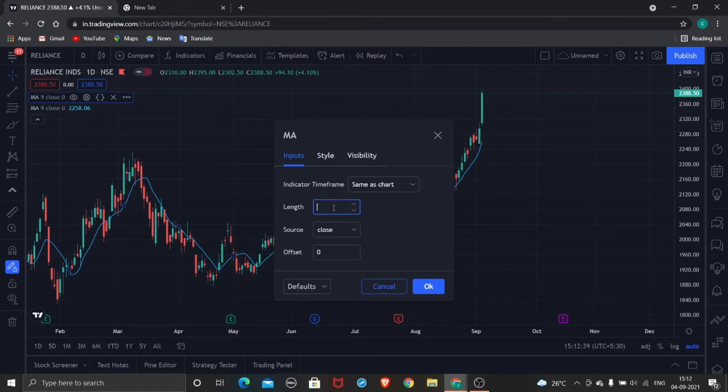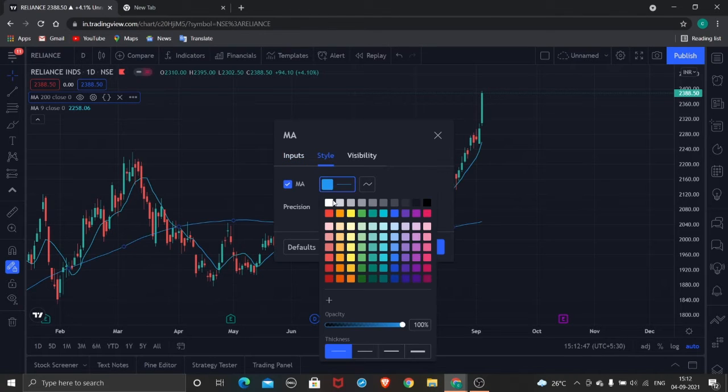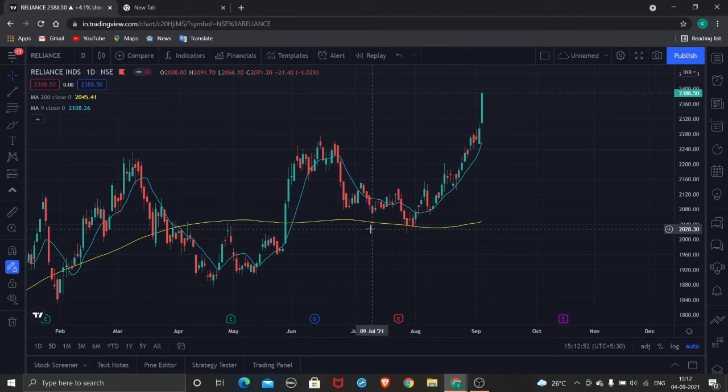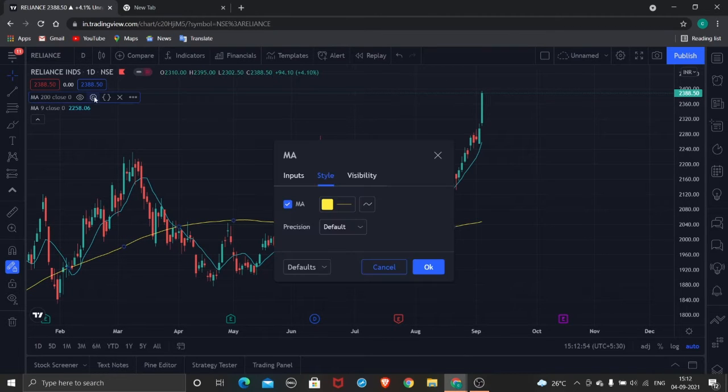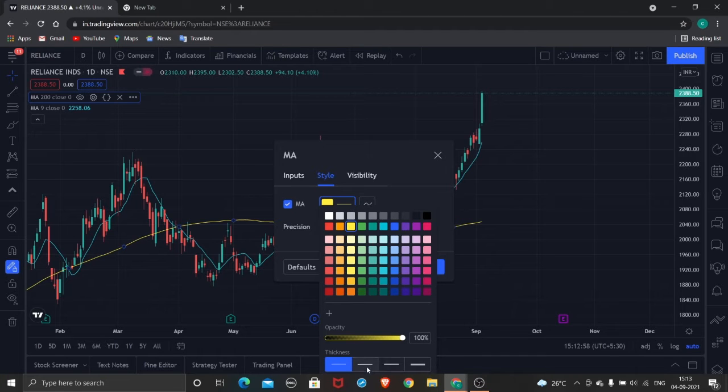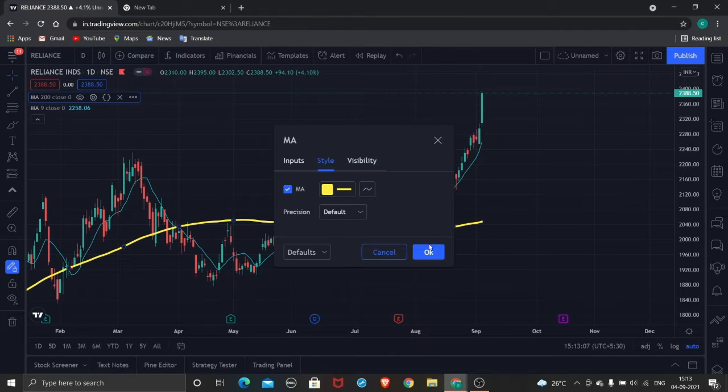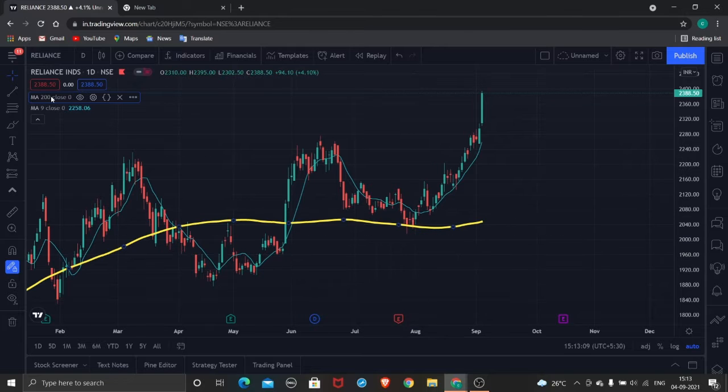Let's take our first moving average as the 200 moving average. Going into length, setting the length as 200, and in style, setting the color as yellow. We have changed the color. Let me make this yellow line a bit thick by going right over here. I hope this line is visible to all. Okay, fine, this one is visible. So this yellow line is the 200 moving average.